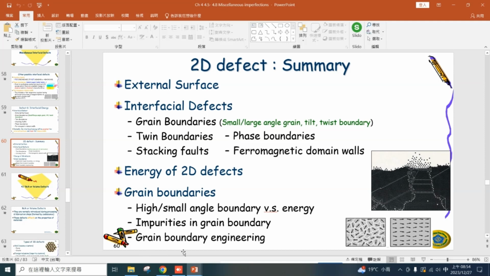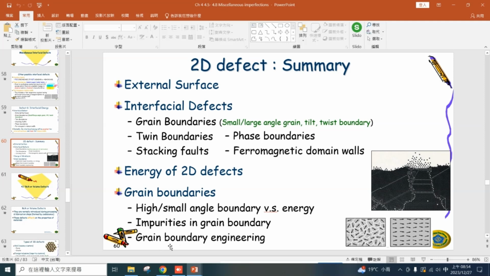Okay, for the grain boundary, we have three topics to talk about. The first one is high and small angle boundary energy. We know that, right? High angle boundary will have high energy, which has high reactivity. And we have impurities in grain boundaries. There are some impurities, like B atoms in A metals. This is called impurity, right?